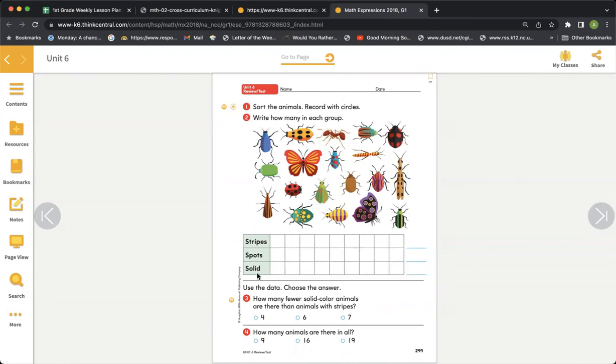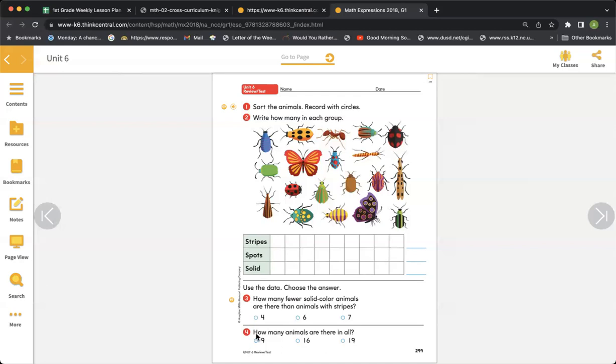All right, now that you have had time to sort them and count them, now we're going to answer some questions on the data. Number 3 says, how many fewer solid color animals are there than stripes? Remember, you can always draw lines to match them up and see how many fewer there are. Pause if you need more time. Press play when you're ready to begin.